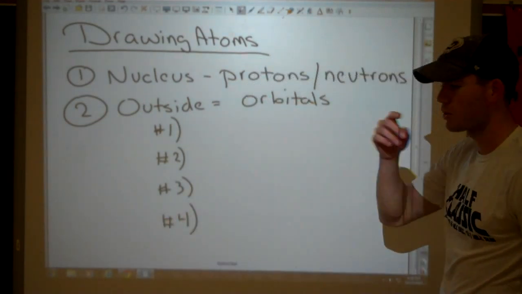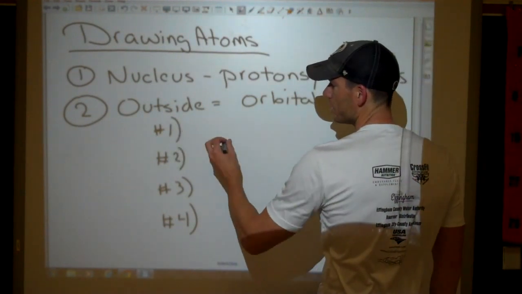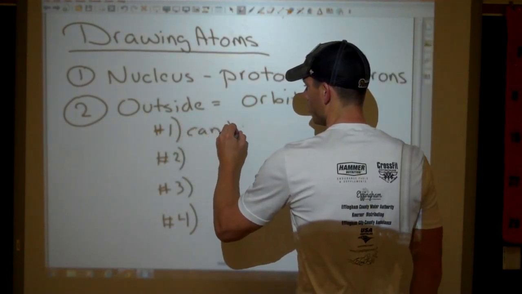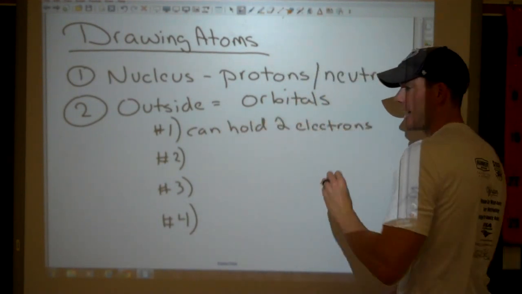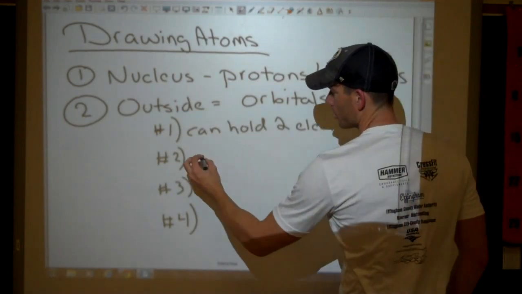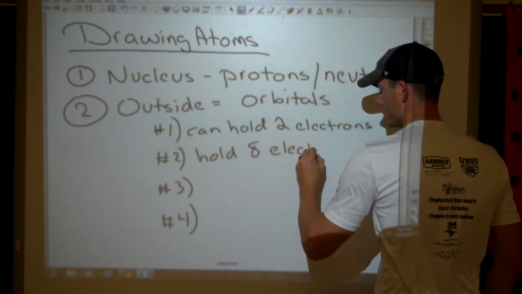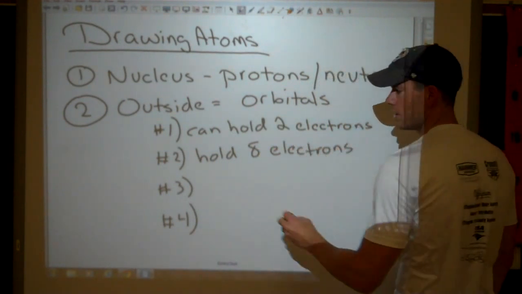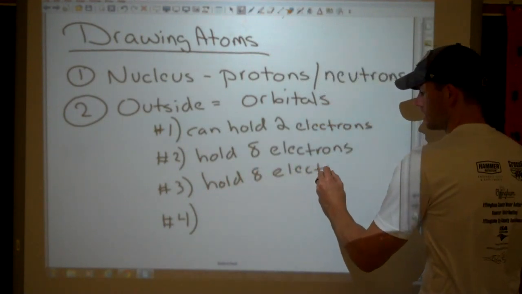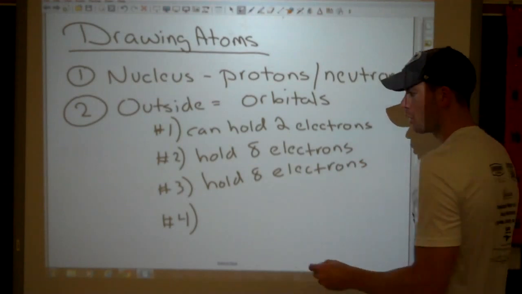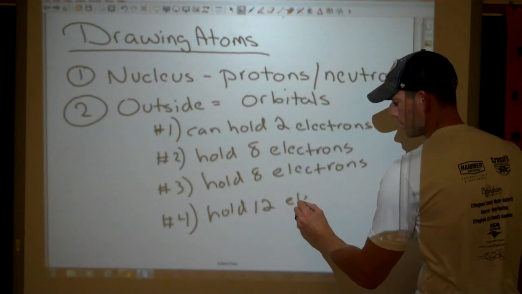So there's our 4 orbitals around the outside, and each orbital can only hold a certain number of electrons. Orbital 1 can hold 2 electrons. That's it, just 2. Orbital 2 can hold 8 electrons. Orbital 3 also holds 8 electrons. And orbital 4 can hold up to 12 electrons.